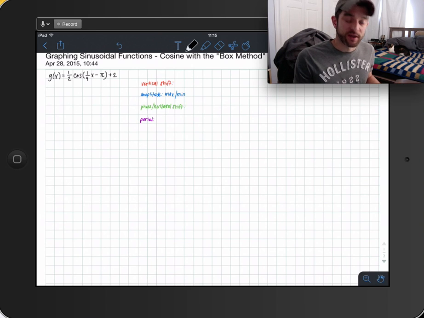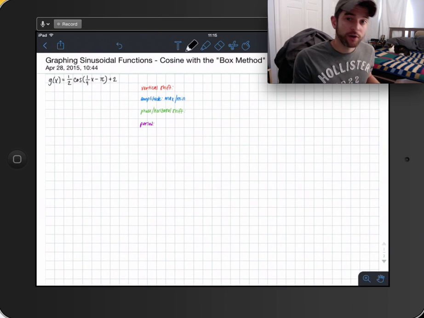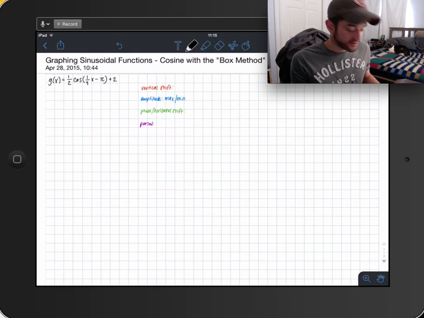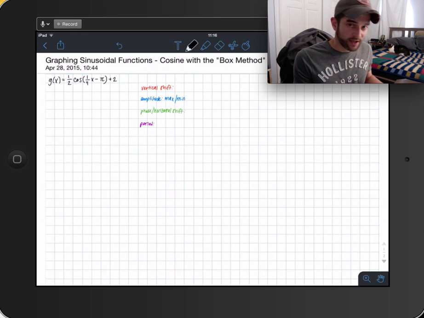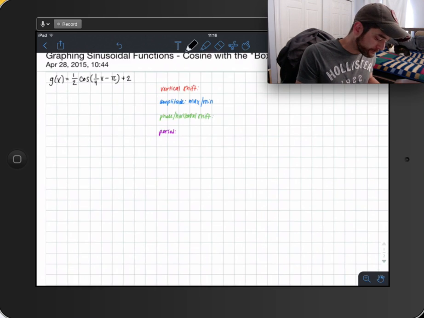I'm going to show you how to graph a cosine function using the box method. I've done a previous video on the box method of graphing sinusoids, so if you haven't watched that, I will make reference to it, but you might want to watch that before you watch this one. You can click the annotation below to do that.